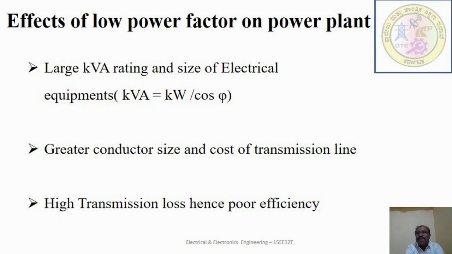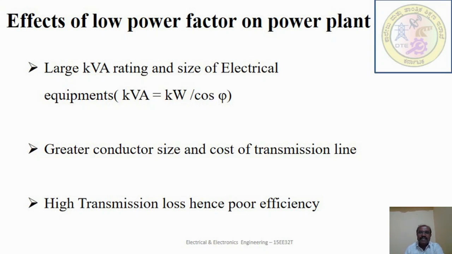For example, transformers are rated in kVA. It is clear that the kVA rating of the equipment is inversely proportional to the power factor. We can see in a slide, kVA is equal to kilowatt by cos phi. Therefore, at a lower power factor, the kVA rating of equipment has to be made more, making the equipment larger. If the equipment sizes are larger, the cost will also increase and it becomes expensive.